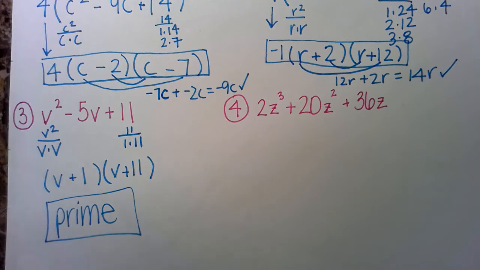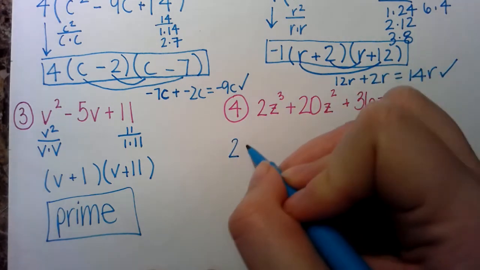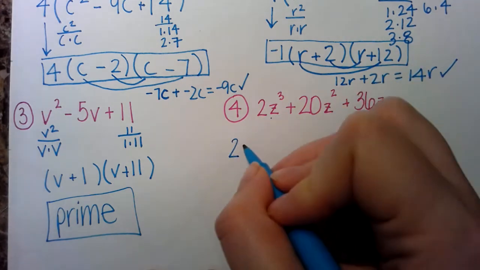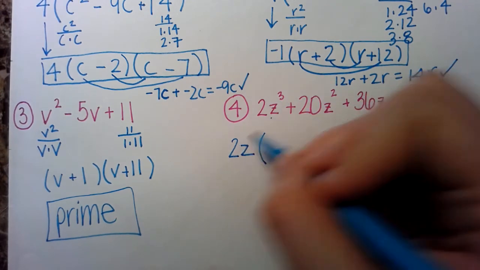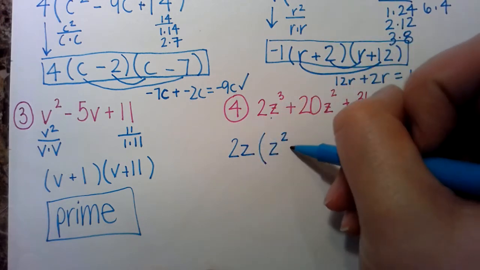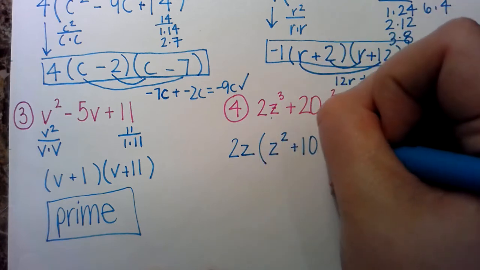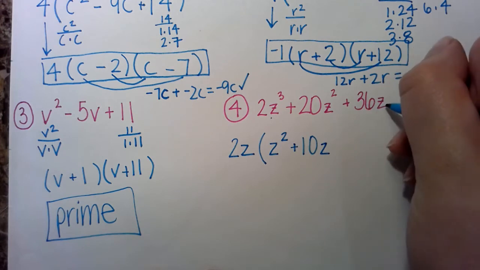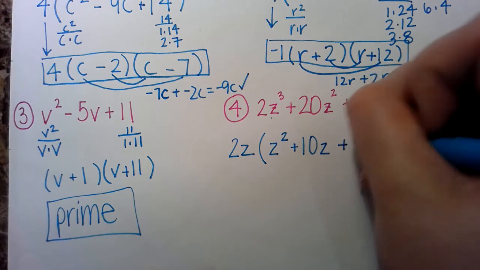Our next one, we're going to see that we do have a GCF we're going to take out. In this case, we're going to take out a 2, and they all have z's, so we're going to take out a 2z. So 2z to the third power divided by 2z is going to give me z to the second power. 20 divided by 2 is going to give me positive 10. Z squared divided by z is going to just give me a z. And 36z divided by 2z is going to give me a positive 18.